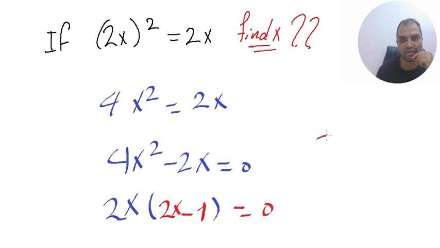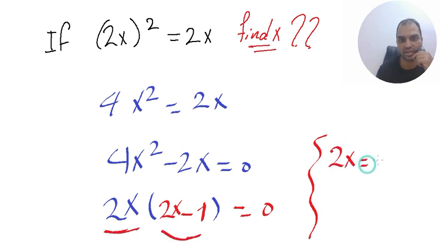Then we have two factors. For two factors, the product between them equals 0. Then we have two solutions. The first will equal 0 or the second equals 0. So you have 2x equal to 0. Then the value of x here equals 0, since 2 times 0 equals 0.